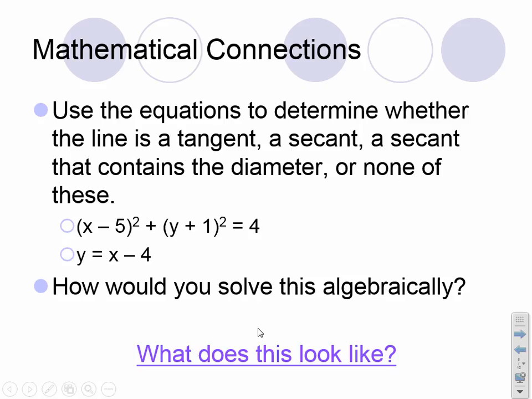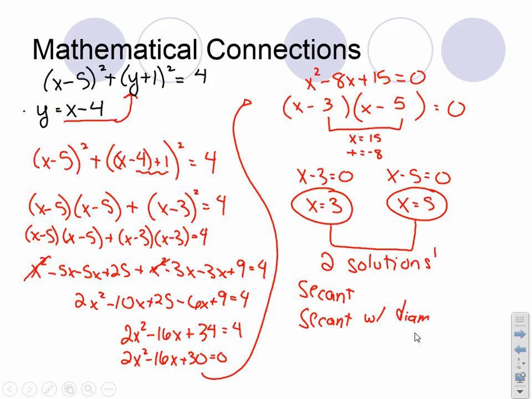So you're going to have a couple of those in your homework, and they're pretty straightforward. Now, the one thing you have to understand is the vocab. A tangent only hits the line once. So if you get down algebraically to one answer, to one x value, you have a tangent because that line is hitting the circle one time only.